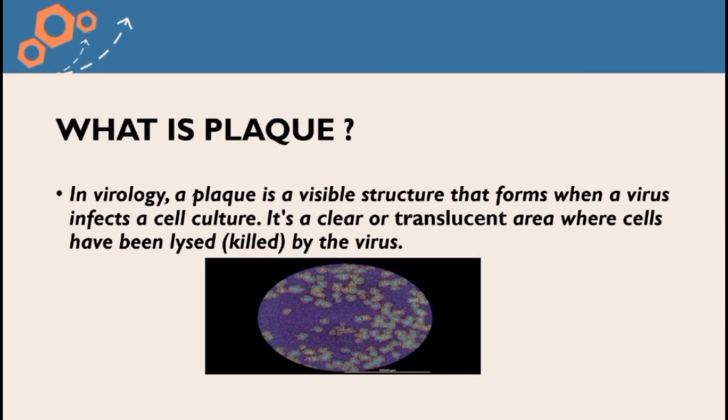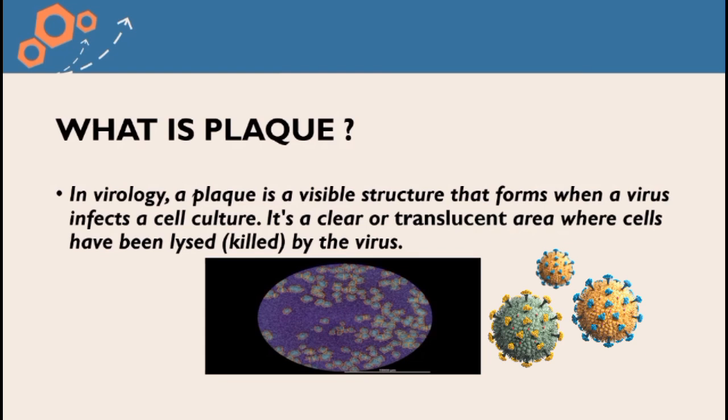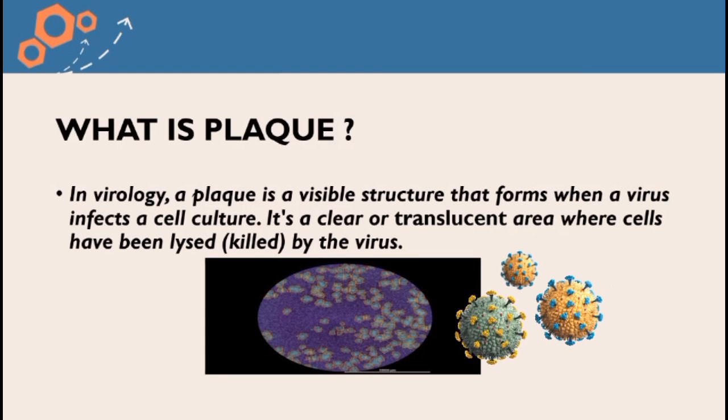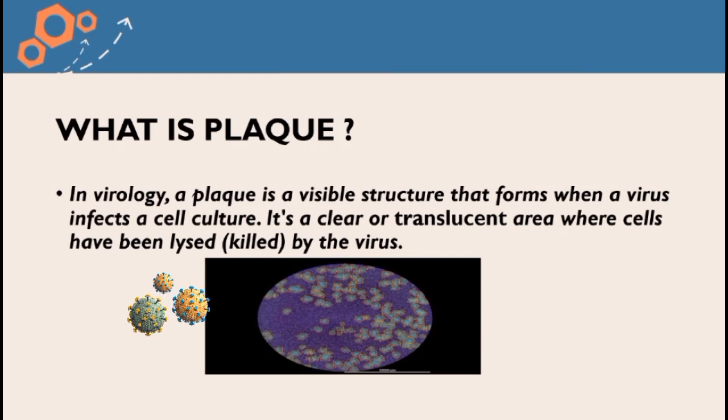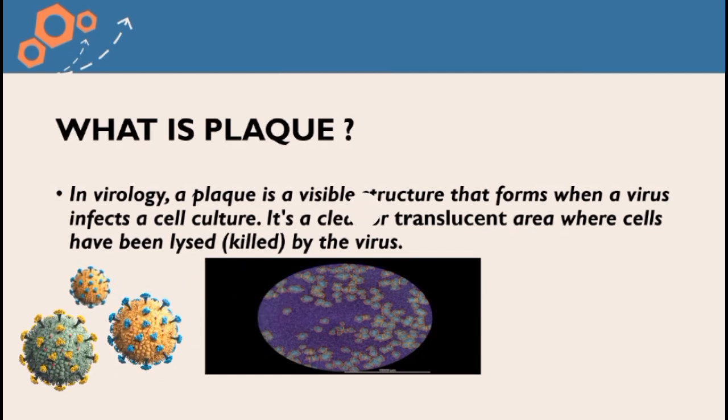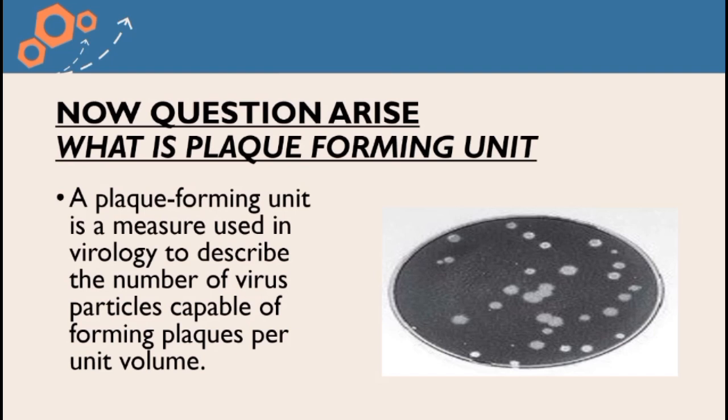So today we will discuss plaque forming unit. So what is plaque in virology? A plaque is a visible structure that forms when a virus infects a cell culture. It is a clear or translucent area where cells have been lysed, killed by the virus. Now the question arises, what is plaque forming unit?